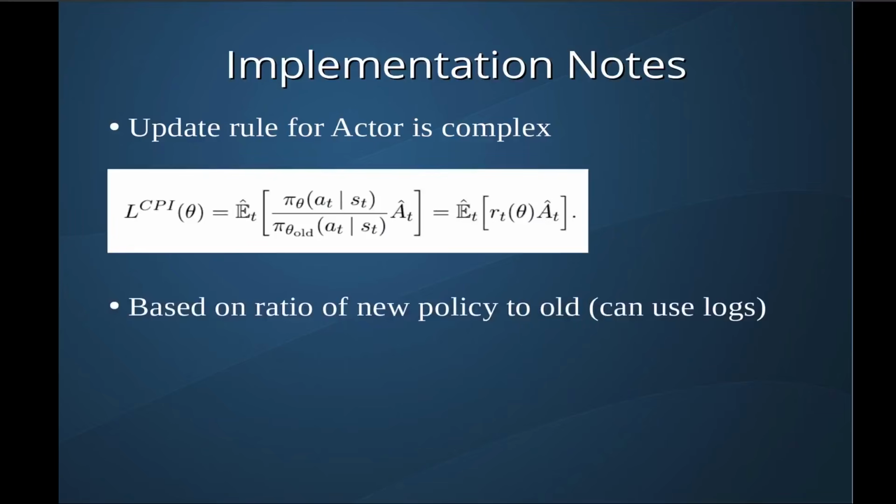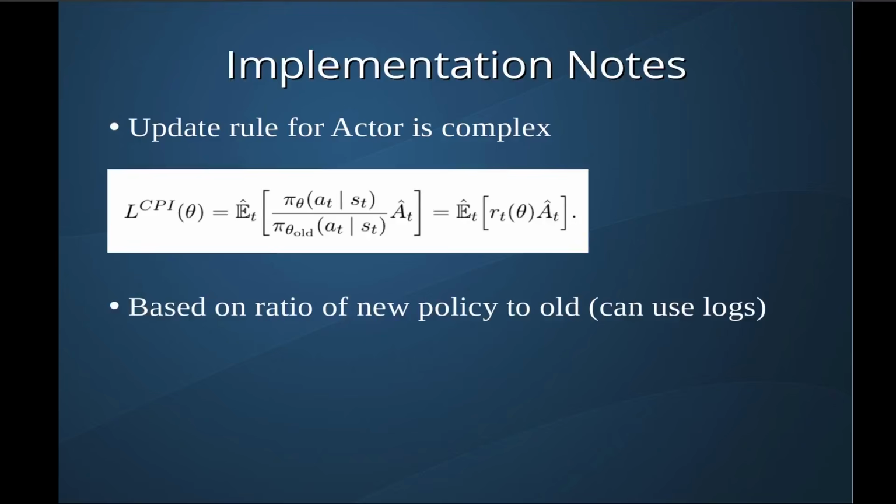So we have this quantity, loss CPI, which stands for conservative policy iteration, and it's given by the expectation value, which is just an average, of the product of the ratio of the policy under the current parameters to the policy under the old parameters, multiplied by this A hat sub t. More on that in a second. They just abbreviate that ratio as r sub t.